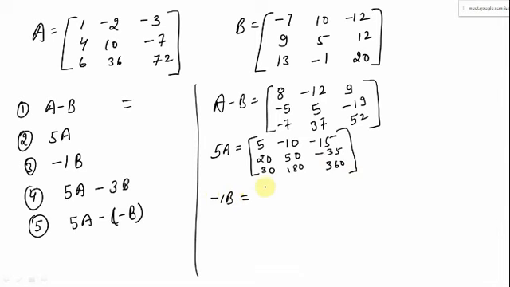Rishita, what is negative 1B? So 7, minus 10, 12, minus 9, minus 5, minus 12, minus 13, positive 1, minus 20. Okay.